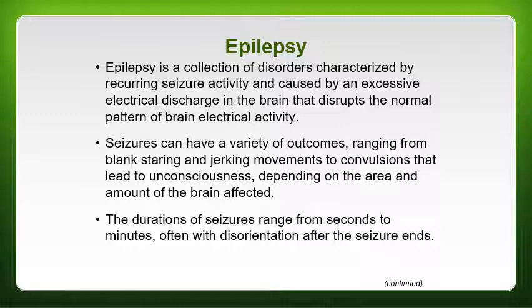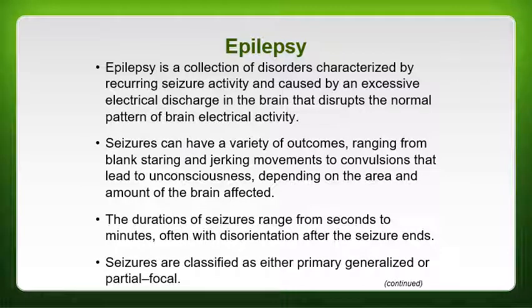More severe seizures are going to exhibit uncontrolled, uncoordinated convulsions, whereas less severe seizures, as I had talked about many times, just involve maybe blank staring. Lip smacking is also something you'll commonly see people do. As far as the classifications, they're classified as either primary generalized or partial focal. Primary generalized seizures involve both sides of the brain, while partial seizures only affect one part of the brain.